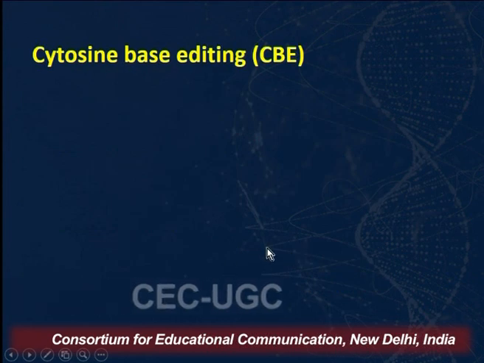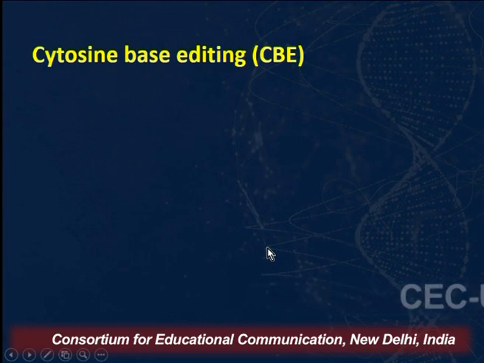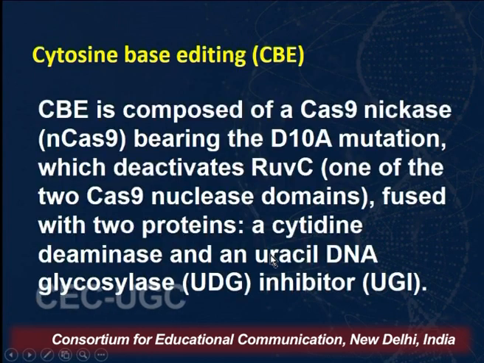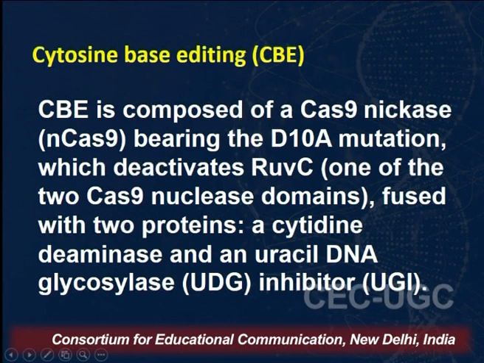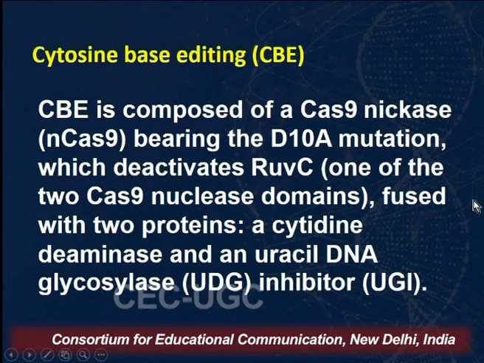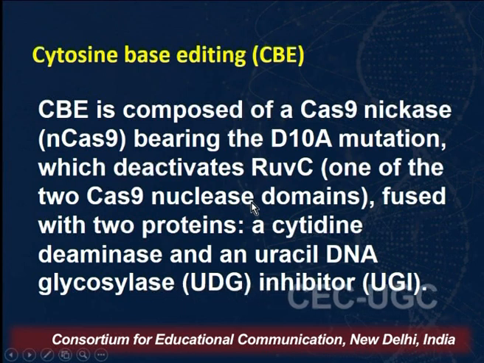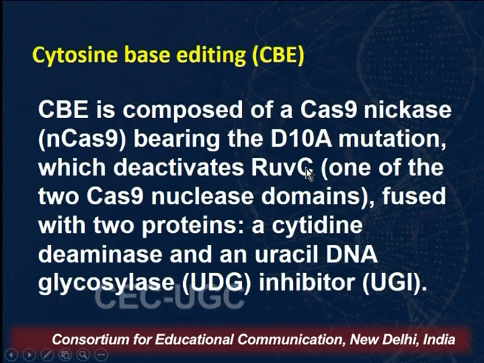So, let us look at the mechanism of action of these two types of base editing in a little bit of detail. The first one is the cytosine base editing. Now, CBE is composed of a Cas9 nickase, so we call this a nickase when its cleavage property is removed. This Cas9 nickase, written as nCas9, bears a DNA mutation that deactivates the RuvC, one of the two Cas9 nuclease domains. So this impairment of the Cas9 nuclease domain renders its nuclease activity inactive. Because of the mutation in the RuvC nuclease domain, the Cas9 is no longer able to cleave or create double-stranded breaks.